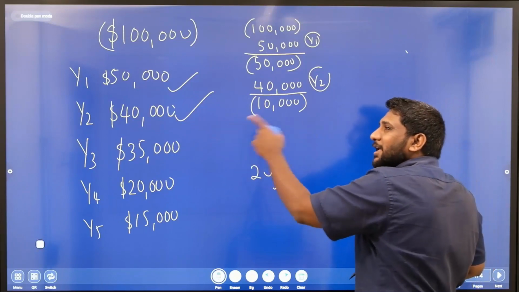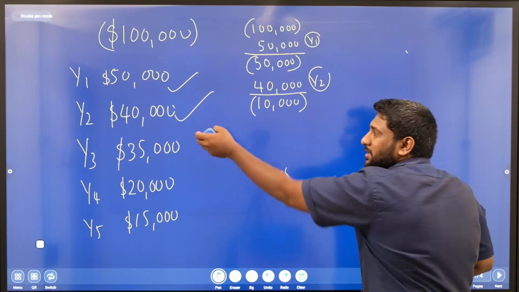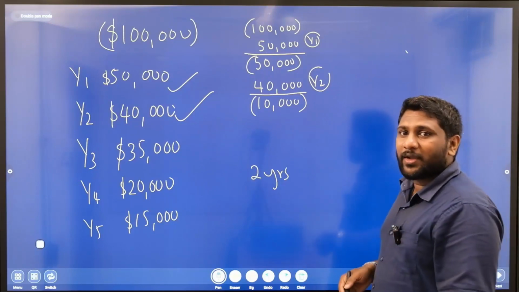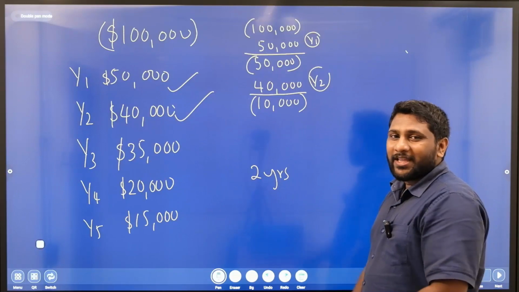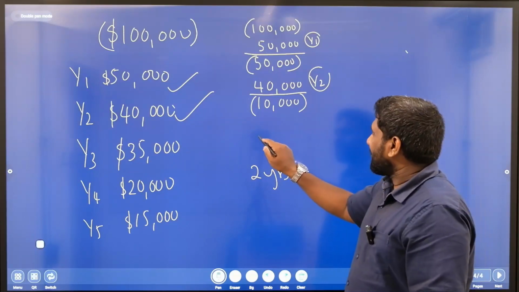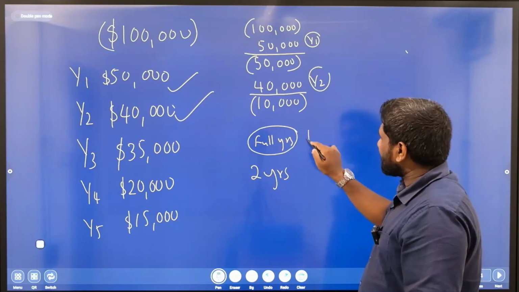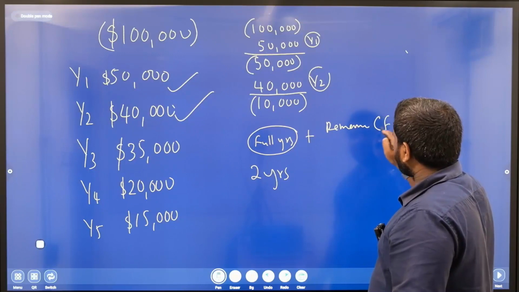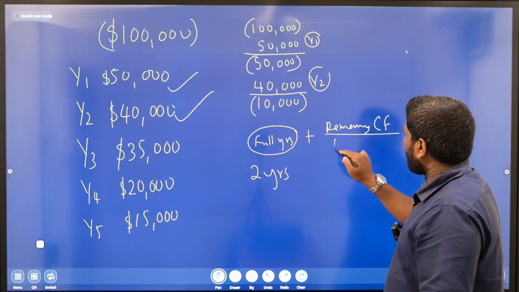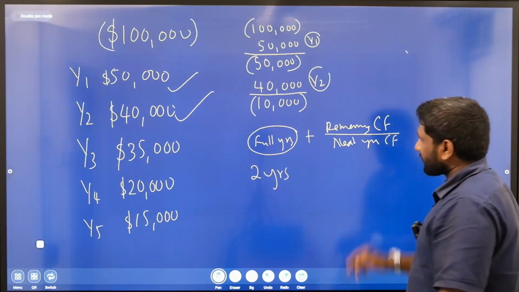Now, is this an easy calculation or not? No. 10,000 is what you need. For the next year you are going to get 35,000. So how to get the answer? We learn full years plus remaining cash flow divided from the next year's cash flow.